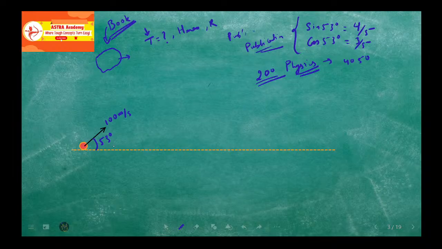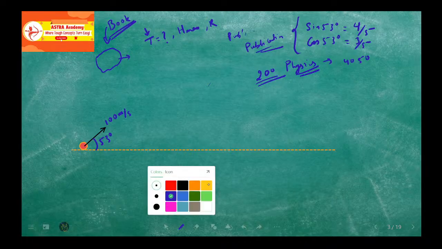Time of flight is 12 seconds. Okay, let's see, everyone. I'm breaking the velocity in two components. The first and foremost task is breaking the velocity in two components. 100 cos 53 will be how much? 60 meter per second. Directly I can write. How? If you multiply 100 by 3 by 5, 5 and 100 will get cancelled to give you 20. 20 into 3 will be 60.